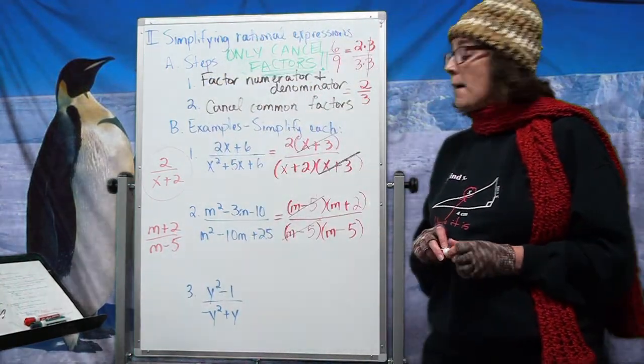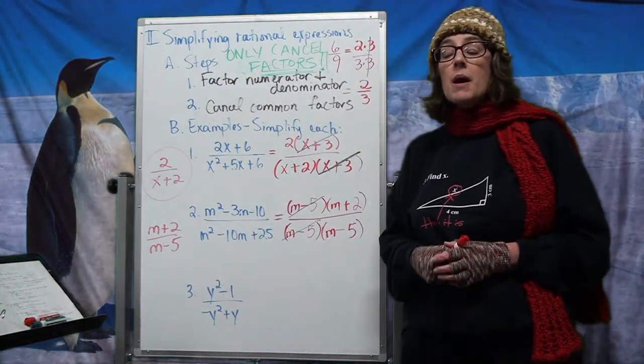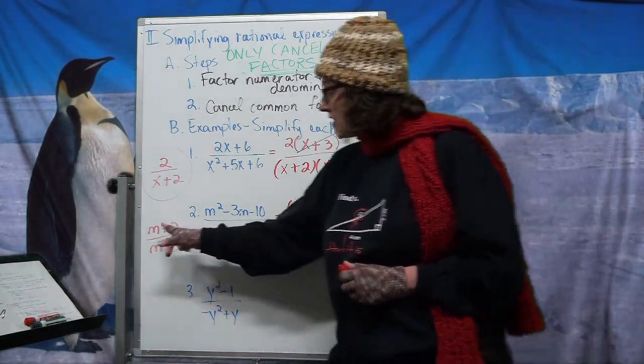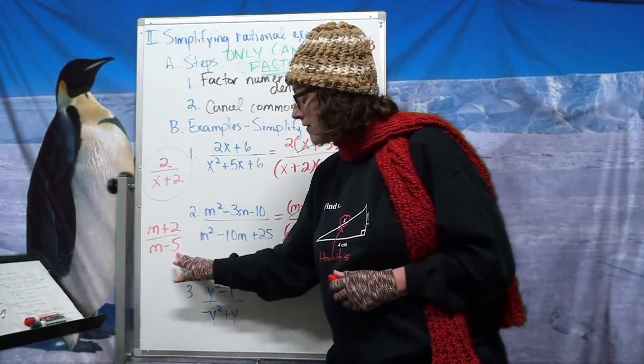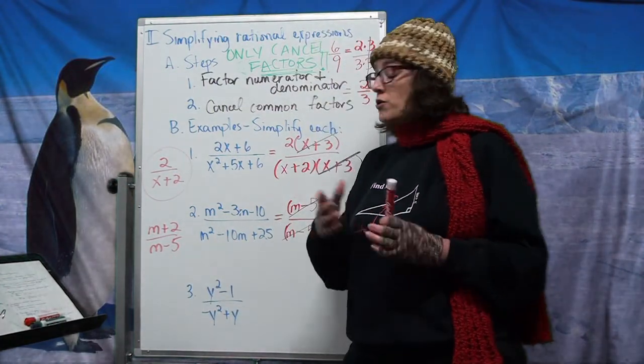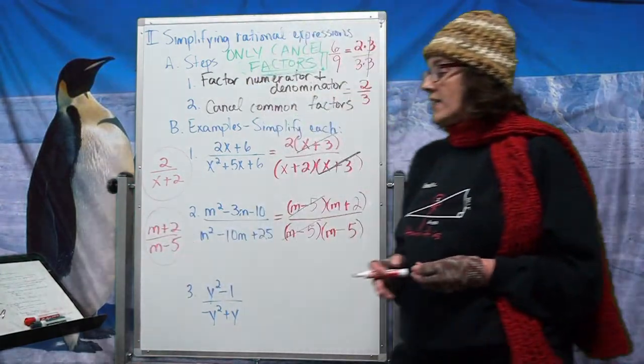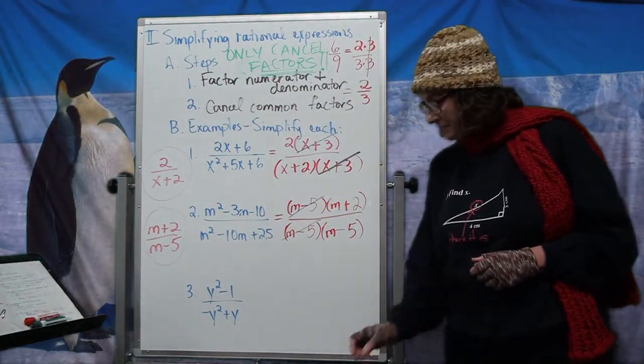And yet again, I'm not going to cancel out these m's because they are not factors. Factors are things that are multiplied together. This m is being added to the 2, the 5 is being subtracted from the m, so therefore none of them are factors. And therefore I am stuck, and that is as simple as that one will get.